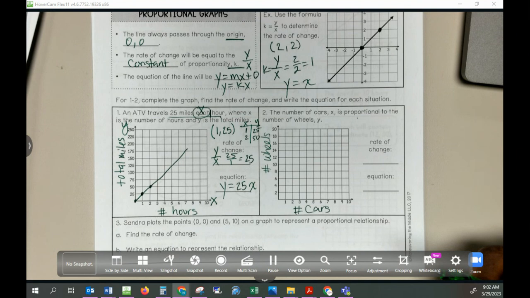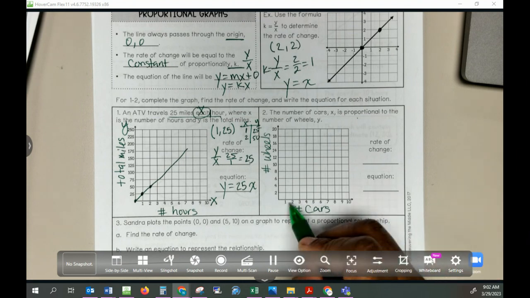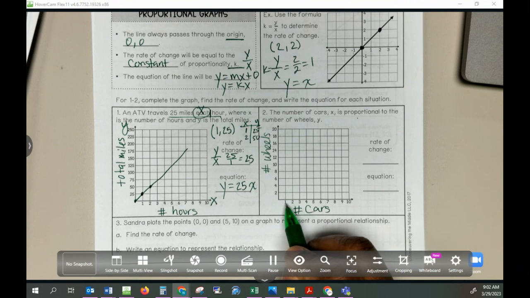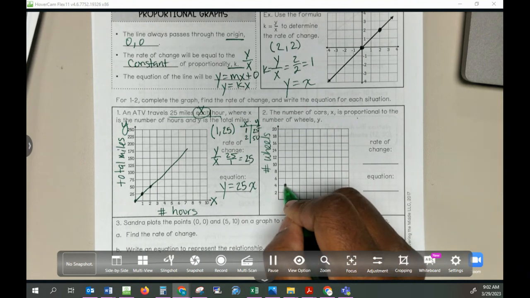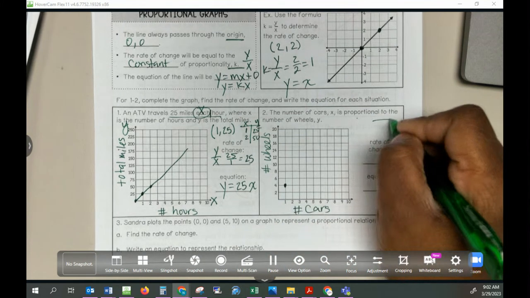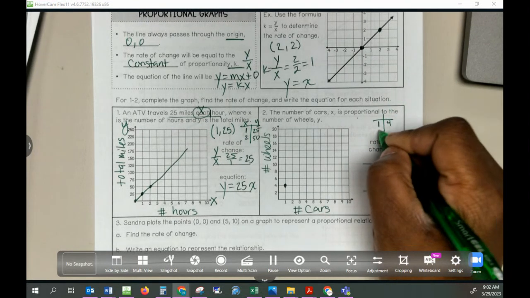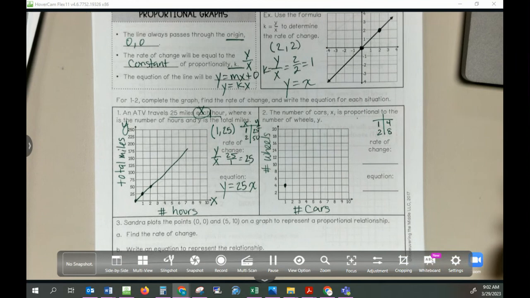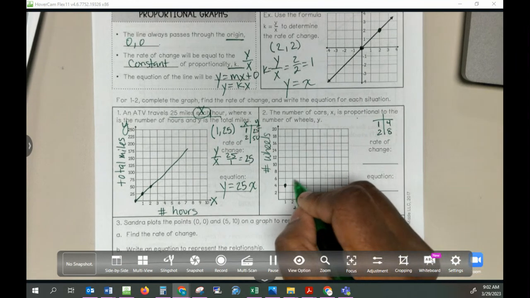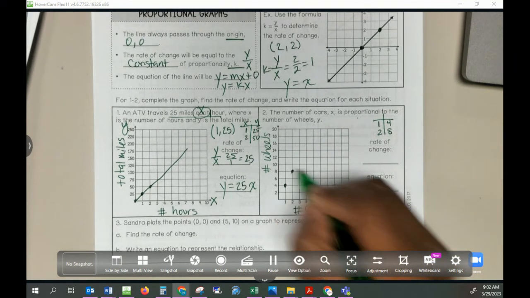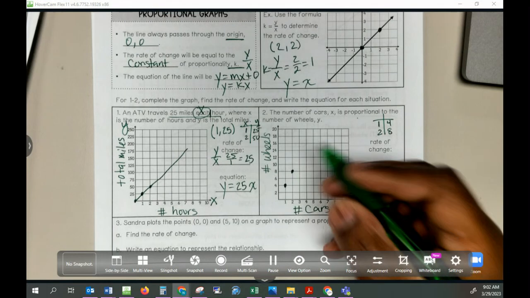Did someone say 2? Oh. So a car has 4 wheels. So at 1, I know I'm going to say 4. So even if I had a table, I can say for one car, there are 4 wheels. For 2 cars, there are 8 wheels. So then I'm going to go 2, and then I'm going to go to 8. I need at least 2 points to make a line.